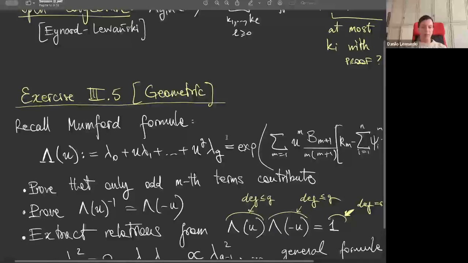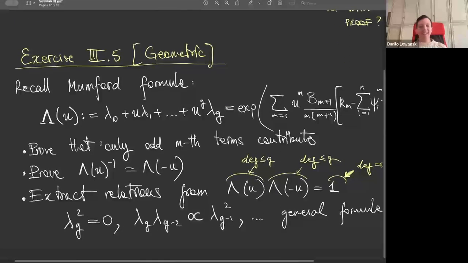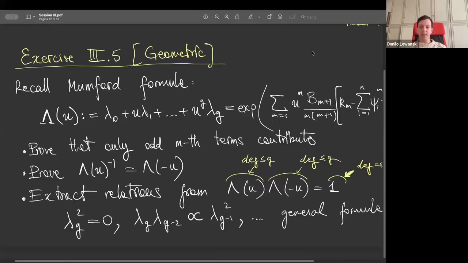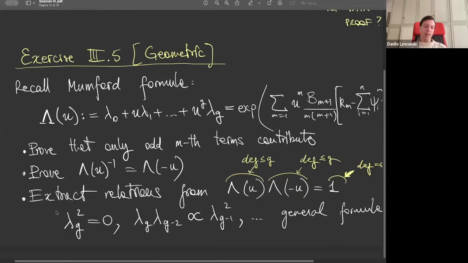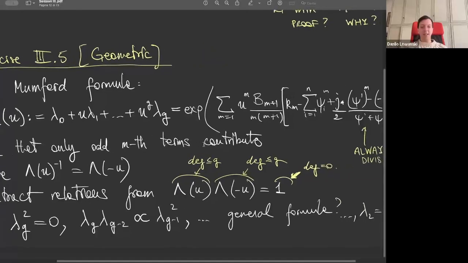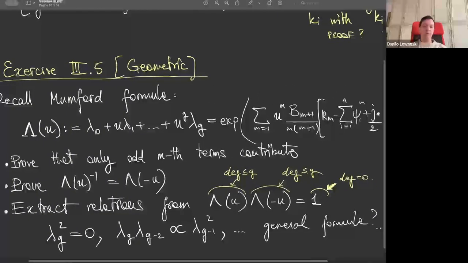Okay, so, some of these exercises I've done for you right now. Prove that only odd nth terms contribute. That depends on the vanishing property of the Bernoulli numbers. And also, you want to prove that this big lambda of u to the -1 is equal to lambda of minus u. So this is also a very, very beautiful property, and you don't get this property very often with classes in M_g,n bar. It's a very special thing. And somehow it's beautiful that Mumford formula gives you that for free.